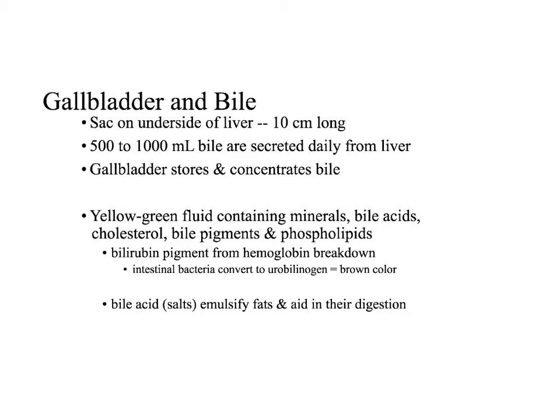So, gallbladder and bile. The gallbladder is a sac on the underside of the liver. It's about 10 centimeters long. So how many inches is that? That's about 3 inches, 4 inches? We make between a half a liter and a liter of bile in the liver. If we don't dump it in, or you don't have a gallbladder, it just goes straight into the duodenum.